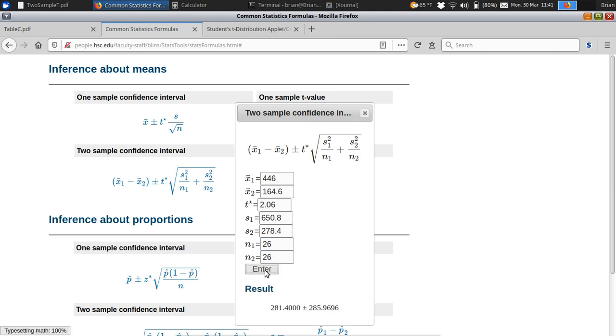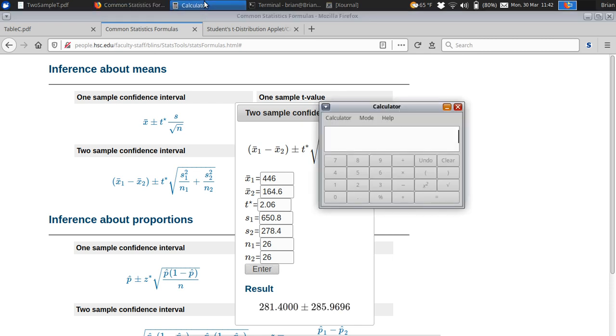Okay, if you hit enter, then it tells you the difference between these two numbers was 281.4, which is our best guess for what the gap is in the population means. But then our guess might be wrong, so here's a margin of error for how far off target we might be. And it's 285.96, which if I round that to one decimal place, that becomes 286.0. And what I should do now is add and subtract these two numbers to see what the beginning and the ending of the confidence interval is.